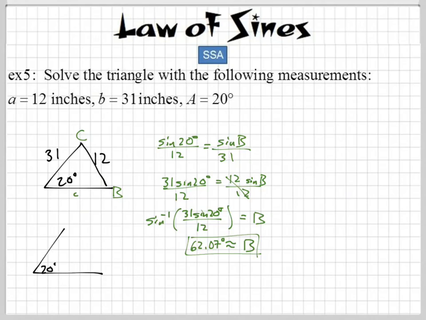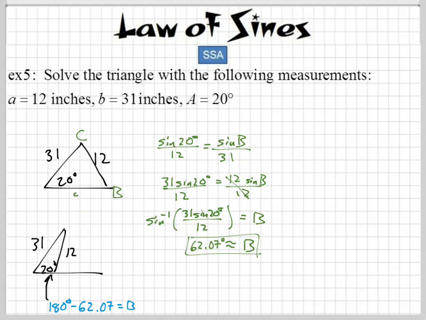See, this is 20, this is 31, and this is 12. You see how my new triangle works? I just took this side, it was right here, and I swung it over here. And now I have this triangle. So how do I find that angle? The way you would find this angle is by going 180 and subtracting 62.07. That's how you're going to find your other B.